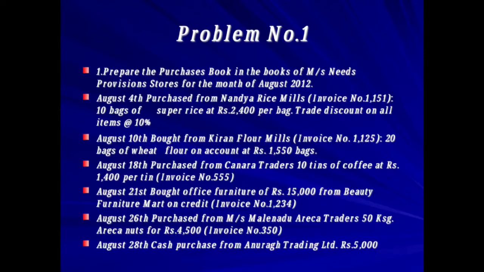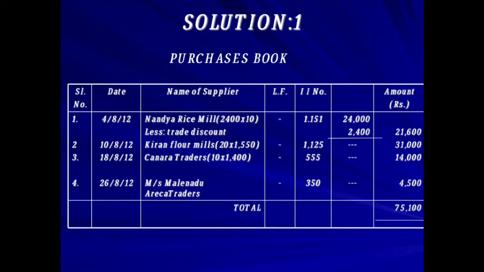August 10th, bought from Kiran Flour Mills. Okay, so who is the supplier now? Kiran Flour Mills. Invoice number 1125. 20 bags of wheat flour on account at rupees 1550 per bag. So from Kiran Flour Mills we have purchased on 10th of August. So 10/8/2012, Kiran Flour Mills, the supplier. Then 20 bags we have purchased at 1550 per bag, and the invoice number they have given is 1125, and the amount we have to pay is 31,000.